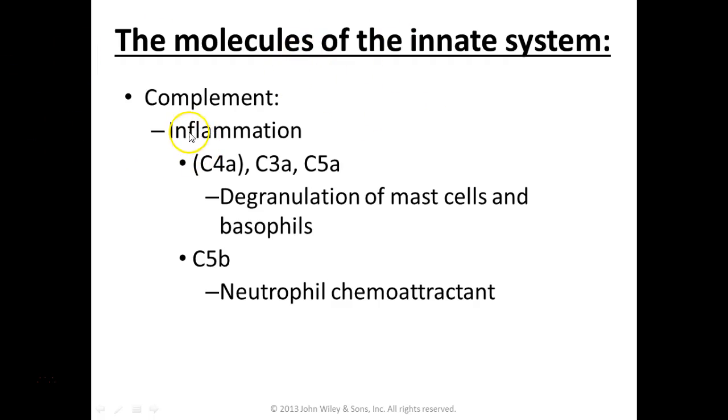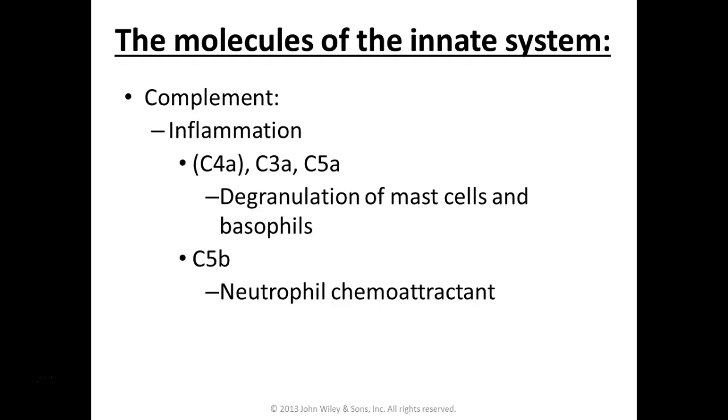So, as we said, inflammation, C3a and C5a because they cause degranulation of mast cells. I've got C4a in parentheses there. Did we talk about that one yet? No, because that one is in the lectin binding pathway. Right? Has the same effect as C3a and C5a. It degranulates mast cells and basophils. You know, causes vasodilation, inflammation.